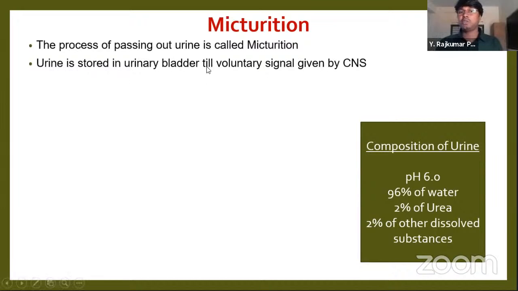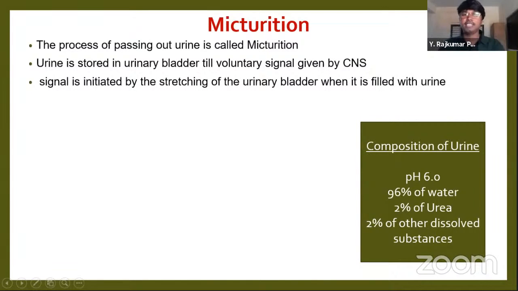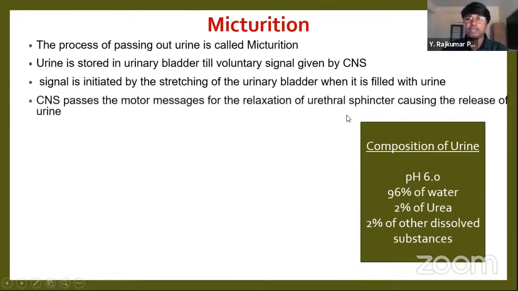So urine is stored in the urinary bladder until a voluntary signal is given by the CNS, that is, the central nervous system. The signal is initiated by the stretching of the urinary bladder when it is filled with urine. Stretching means that whenever the liquid portion is high, then only the bladder walls will stretch, isn't it? The central nervous system passes motor messages for the relaxation of the urethral sphincter. When the urethral sphincter is relaxed, it results in the release of urine.